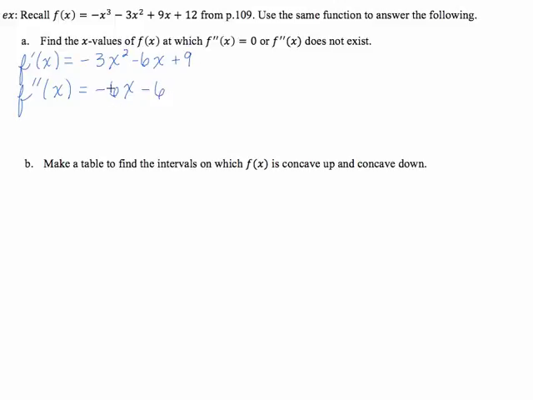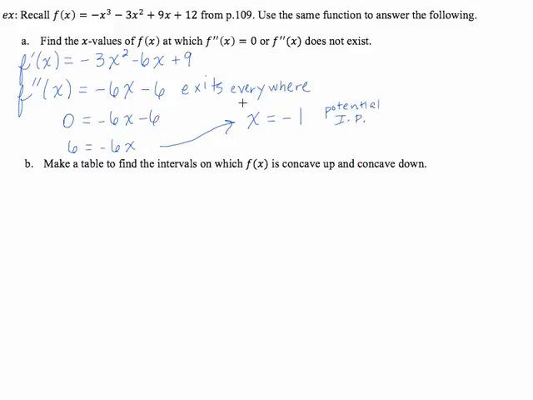Well, this second derivative is a simple linear function, so that's going to exist everywhere. So there are no critical values that come from where it is undefined. So instead we'll set it equal to 0 and solve for x. So where does 6 equal negative 6x? Dividing both sides, we get x equals negative 1. You can label this a critical value, or I'm going to actually call it a potential inflection point. We don't know for sure until we determine whether or not the concavity changes at that point.